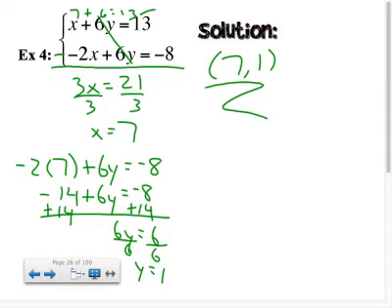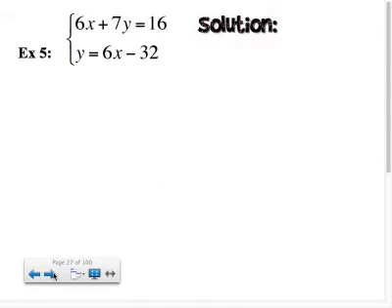Check, that makes sense. Negative 2 times 7 is negative 14, plus 6 times 1 is 6, equals negative 8. That makes sense as well. So that's the nice thing about solving systems, is you always know if you're right or not.